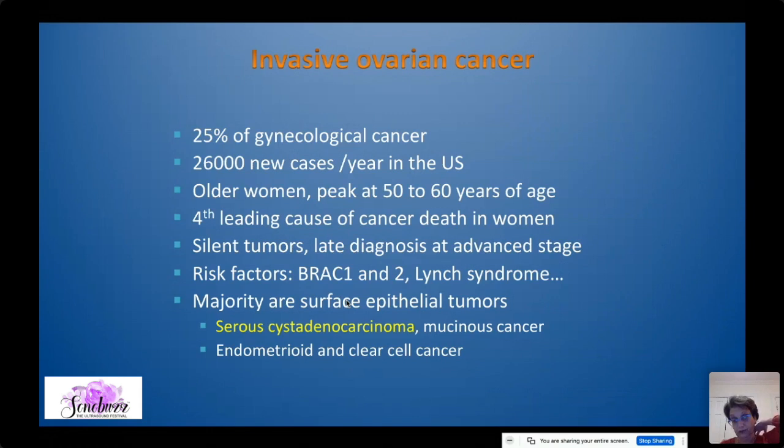And the vast majority are surface epithelial tumors, and the most common among them is serous cystadenocarcinoma, but there are mucinous cancers, although many of the mucinous tumors can actually be benign. And there are also other varieties such as endometrioid cancer and clear cell cancer.